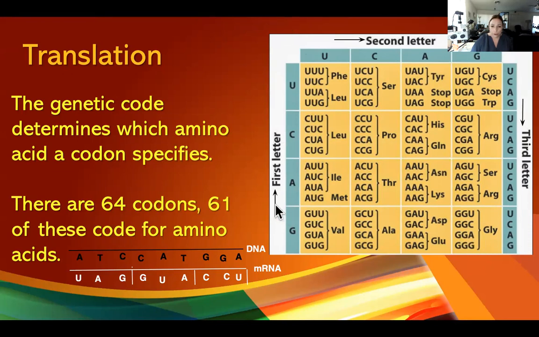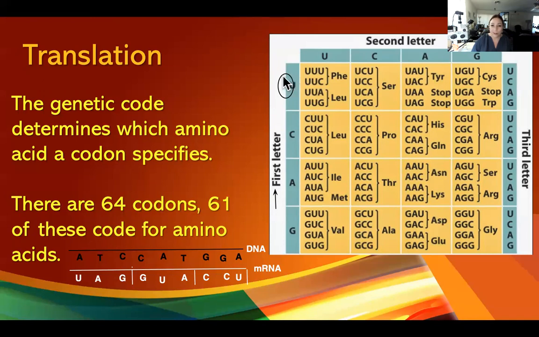I'm going to erase those arrows there. So let's look at my first codon. It is UAG. So what you want to do is go to your genetic code table where it says first letter. Our first letter is U. So right here.